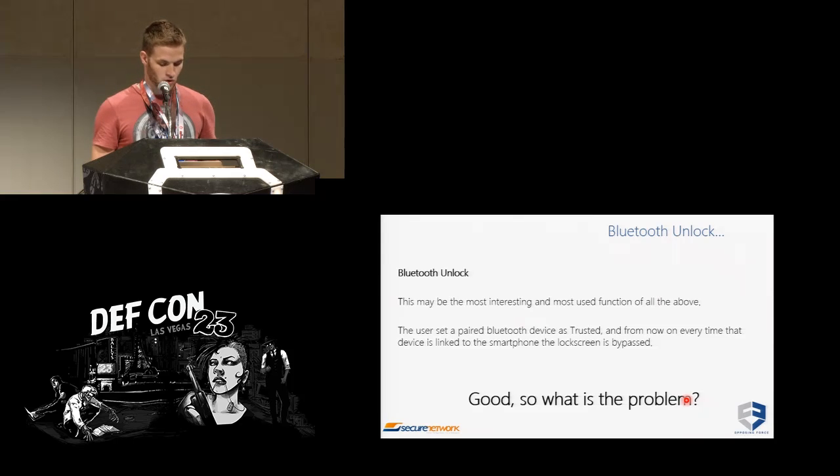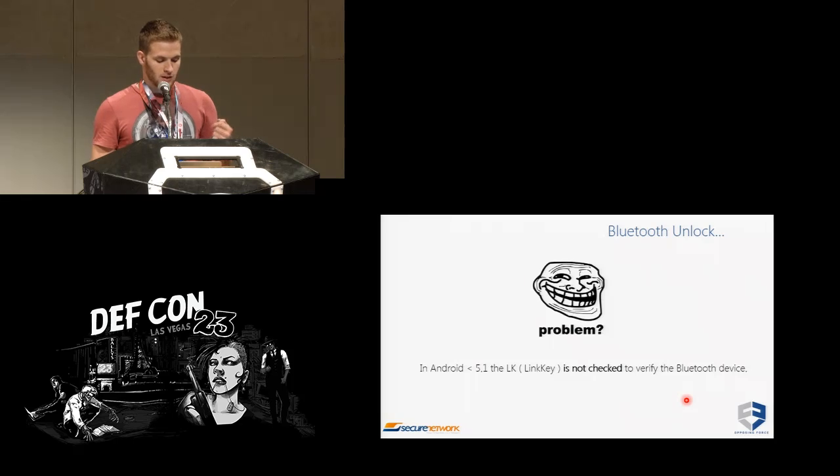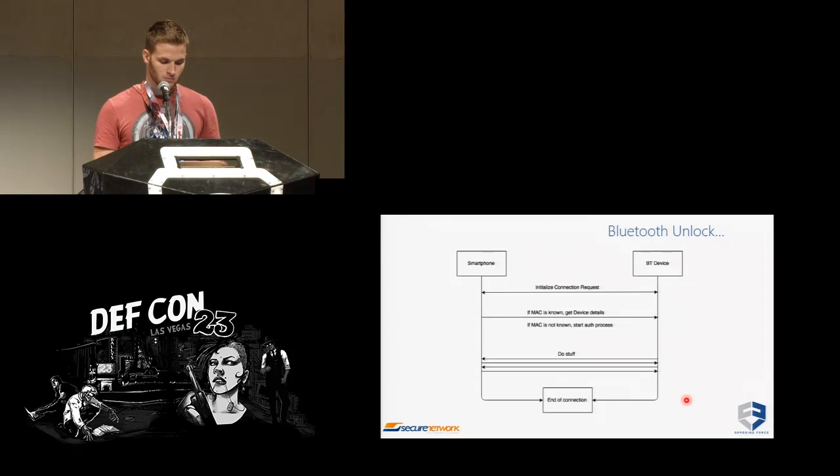And you know, what's the problem? Actually, the problem is that in Android versions before 5.1, the link key is not checked to verify the Bluetooth device. What does it mean? It means that if I have a previously saved connection, the link key is not necessary for the connection. So basically, how does the Bluetooth unlock work? I have to initiate a connection. This can be done by the smartphone or the Bluetooth device itself. And we have two possibilities. If the MAC address of the Bluetooth device is known, then we don't have to check the link key, and we just get some details from the device, like what kind of device it is, some headset or a Bluetooth-enabled car or something like that. Otherwise, if the MAC address is not known, then we have to start the authentication process we saw before. Then we can do all the other stuff and end the connection.